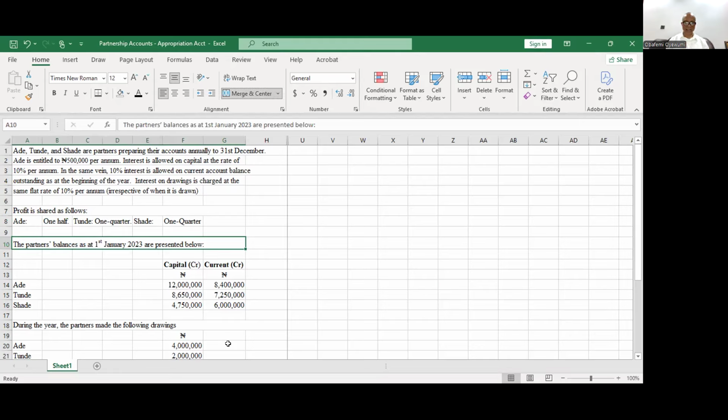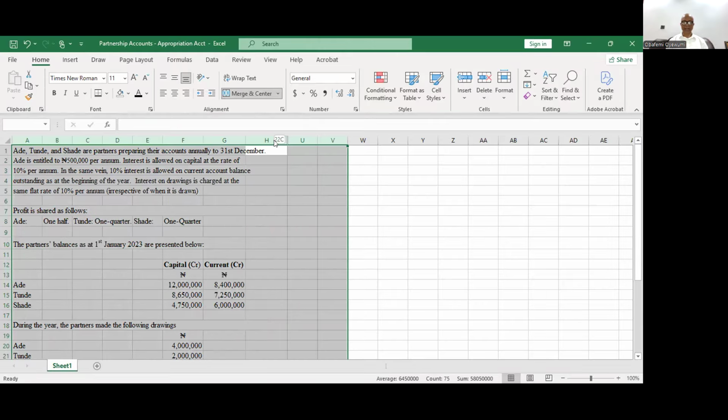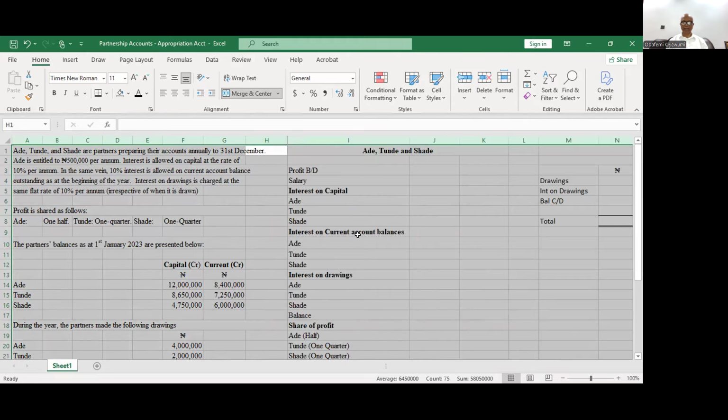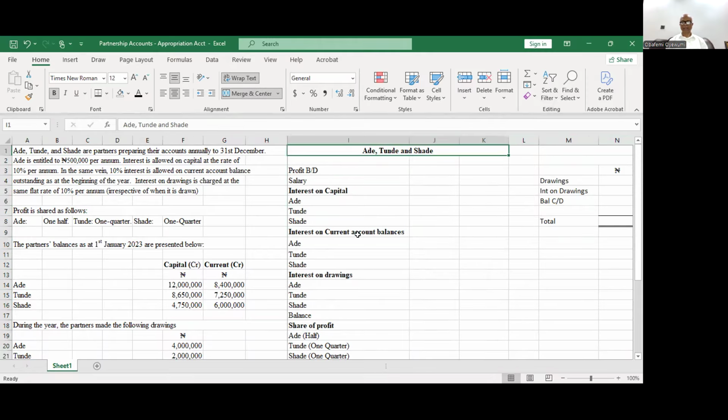So let's begin to look at how to solve this. I've tried before now to put together a frame of how the whole thing would look. So let me hide this. That's what we have. To save time, we have the profit from your income statement. The income statement is what we're going to be talking about here. Then we have the salary. Everything has been structured for us to fill in the gaps as much as possible. So how do we start? Profit brought down. What was the profit brought down?